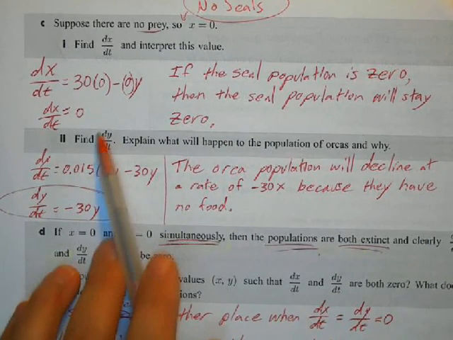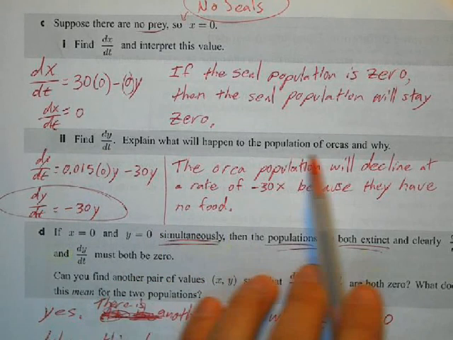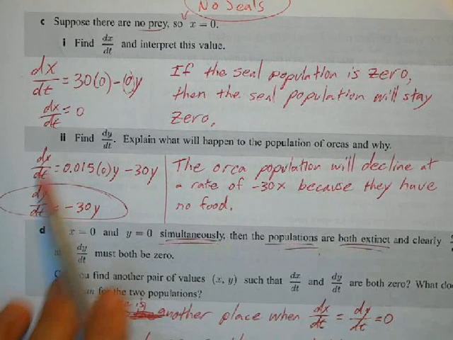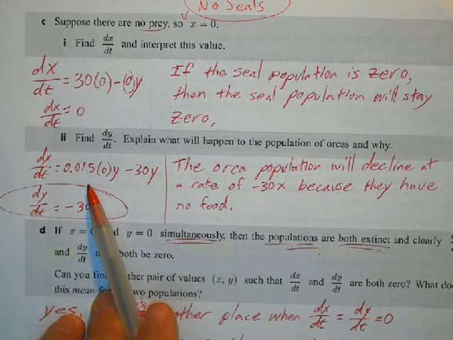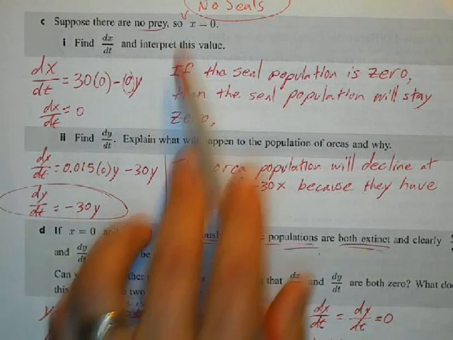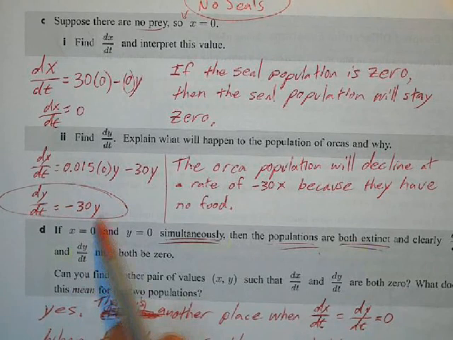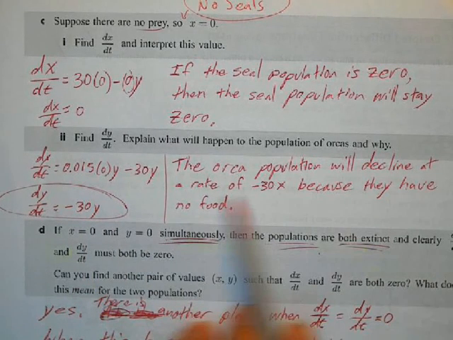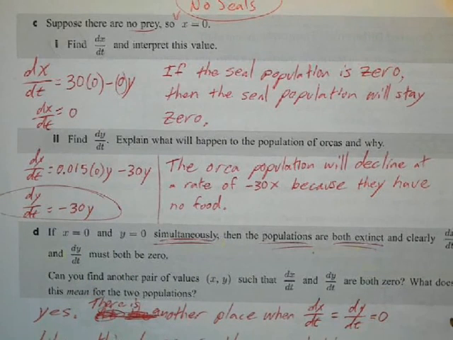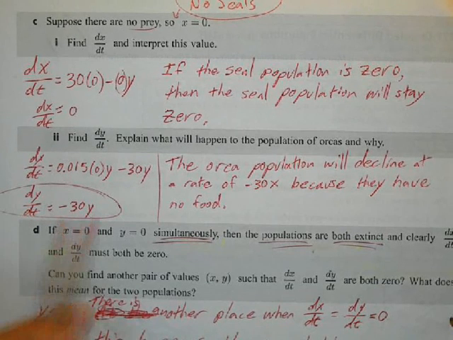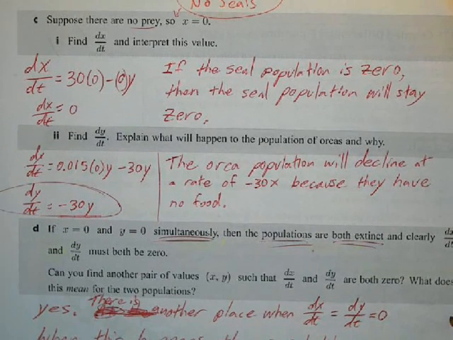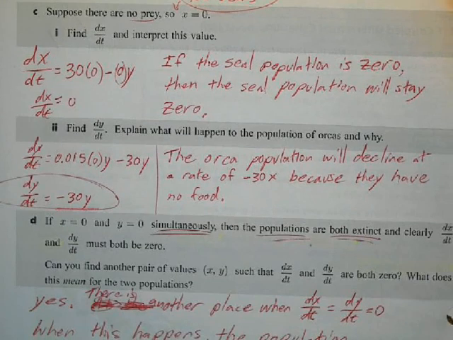Find dy dt, explain what happens to the orcas. So here's the orcas' changing population. If I plug in 0 for x, I end up with it simplified to negative 30y. Basically, the orca population is going to die because they don't have any food. Or they're not going to die, they're just going to continue going down until there's no more orcas. Okay, they need to eat something.